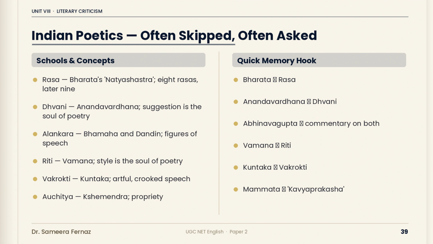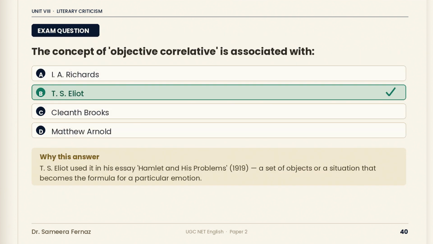Now the question: the concept of the objective correlative is associated with whom? Option 1, I.A. Richards. Option 2, T.S. Eliot. Option 3, Cleanth Brooks. Option 4, Matthew Arnold. The answer is Option 2, T.S. Eliot. He used the term in his essay Hamlet and His Problems in 1919. It means a set of objects or a situation that becomes the formula for a particular emotion.